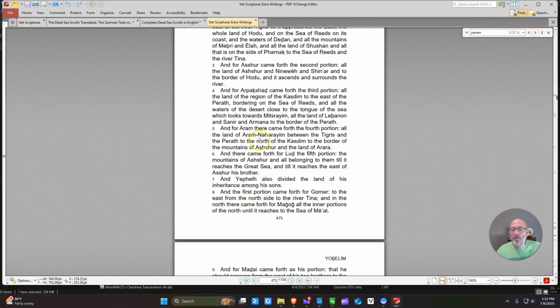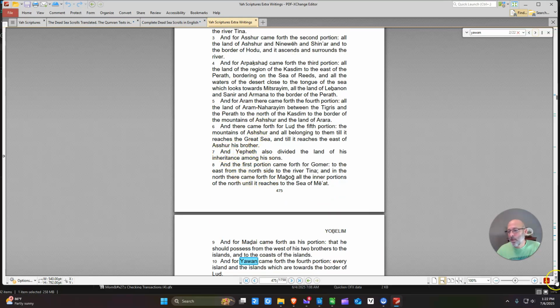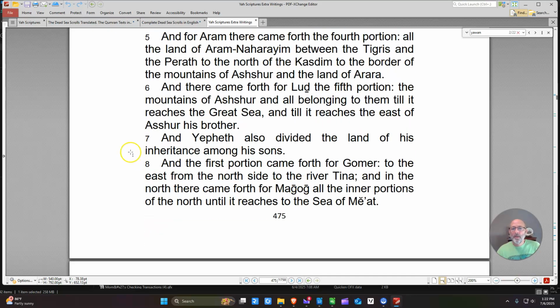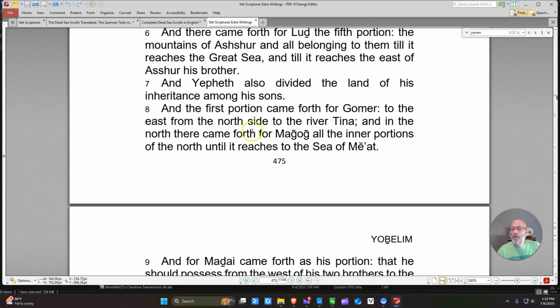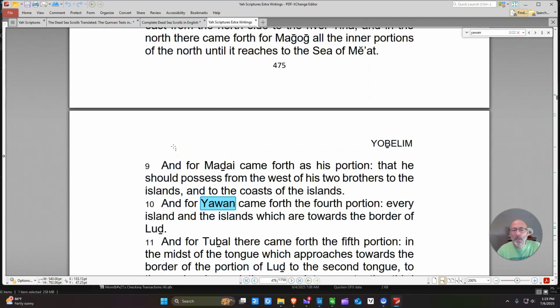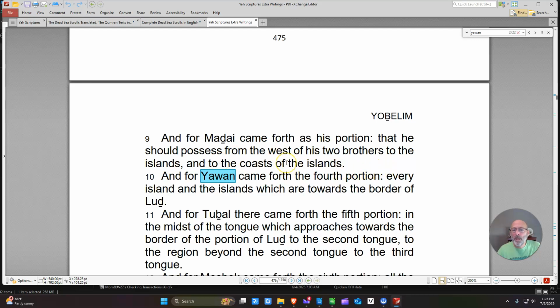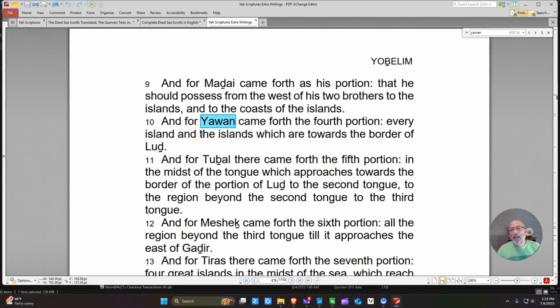And so we had a certain portion. It's to the north that went to Japheth. Let me make this larger for you. Japheth, the son of Noah, who got the cold portion, basically Europe and the cold portions. He also divided the land of his inheritance among his sons. And the first portion came forth for Gomer to the east, and from the north and to the side of the river Tina. And in the north came forth for Magog, Gog of Magog, all the inner portions of the north until it reaches the sea of Miet. And for Madai came forth his portion that he should possess from the west of his two brothers to the island and to the coast of the islands. And for Yawan came forth the fourth portion, every island and the islands which are towards the border of Lud.